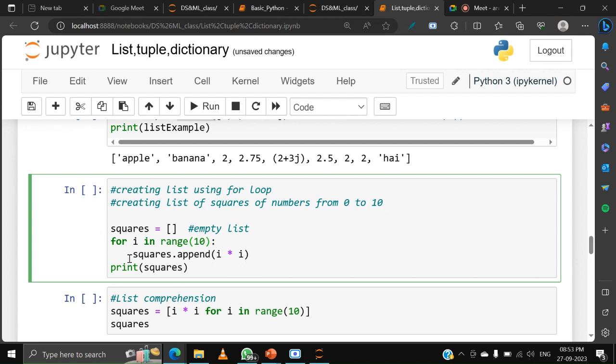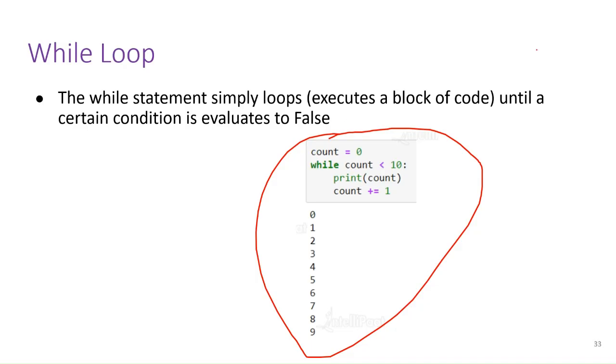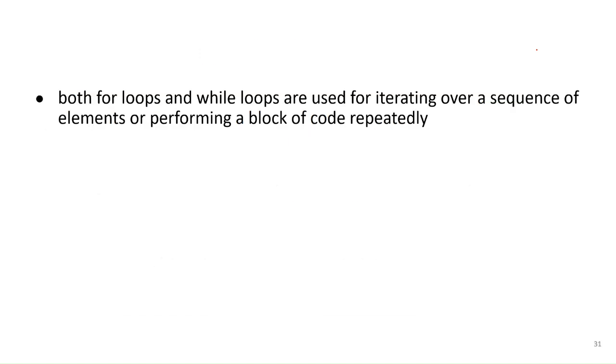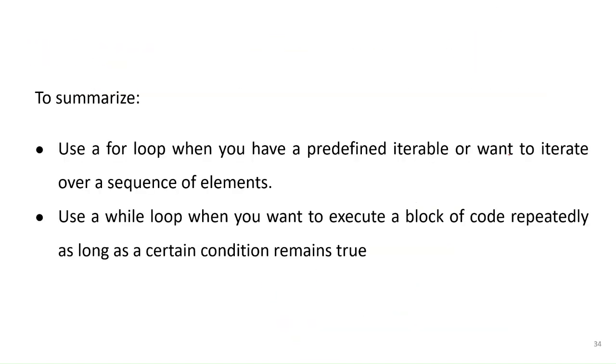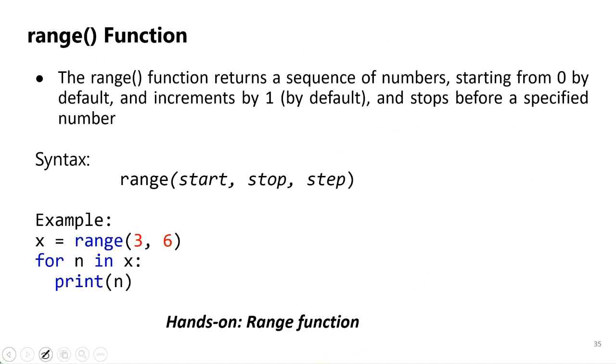So for i in range 10. Let me see the range instruction; I think I have shown it. Yes, here. The range instruction syntax is start, stop, step. So range 3 6 means it will start from 3 and end at 5, not 6.